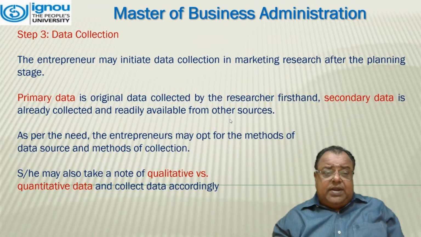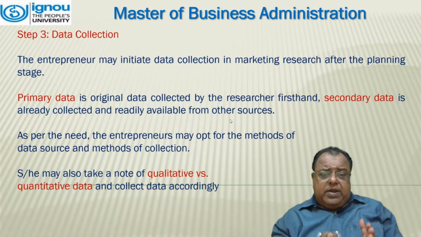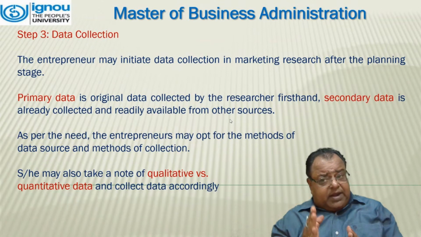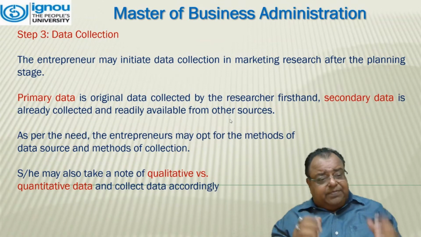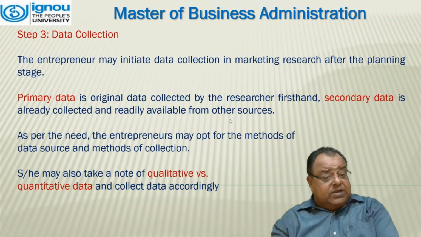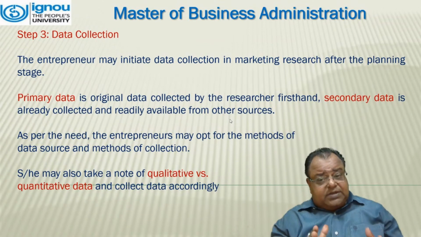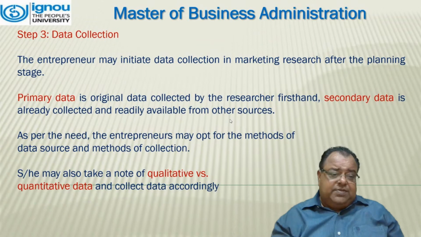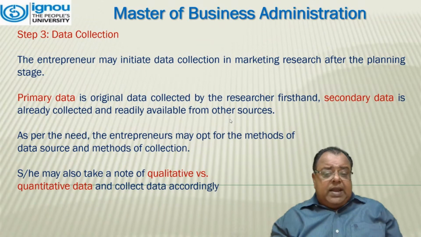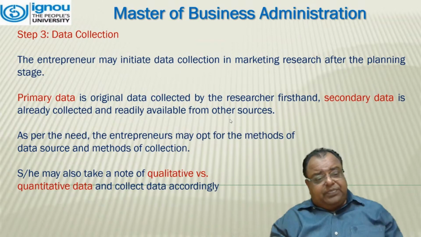Step three is data collection. The entrepreneur may initiate data collection in market research after the planning stage. Primary data is the original data collected by the researcher first, and secondary data is already collected and readily available from other sources. As per the need, the entrepreneurs may opt for the method of data source and method of collection. One may also take note of qualitative versus quantitative data and collect data accordingly.